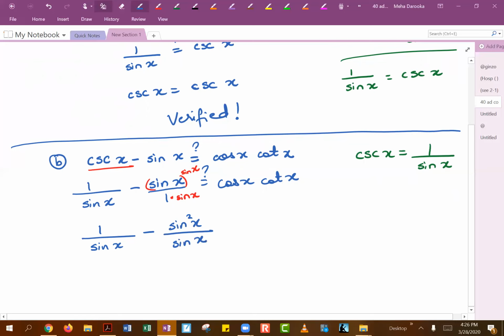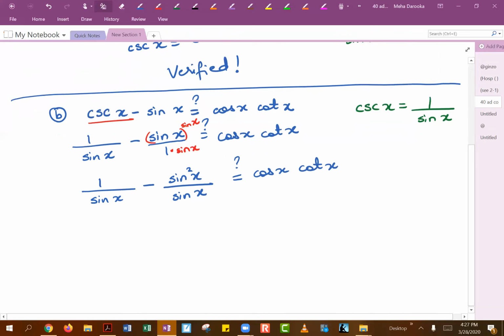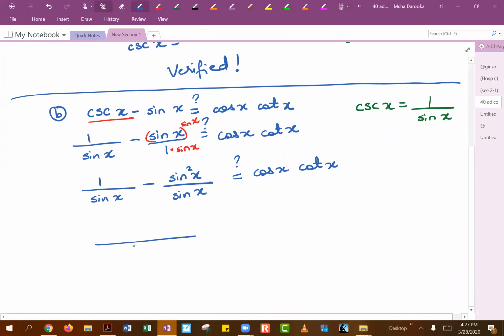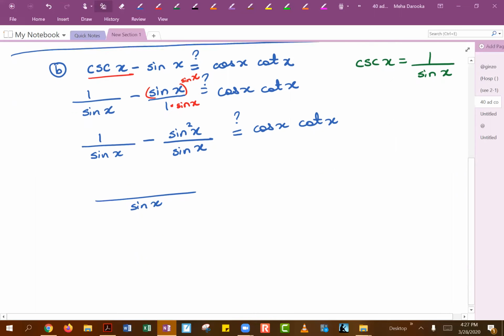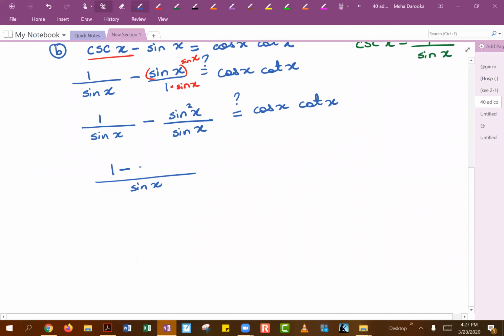Now, if you're wondering, why did I use sine of x to multiply my second fraction with? That's because my first fraction here has a denominator of sine of x. So it's actually coming from this denominator here that I am multiplying the second fraction by sine of x also. And again, we're trying to show if it will equal the right-hand side or not. So since both my denominators are now the same, I can write this over a common denominator. And you can have 1 minus sine squared of x, right? Just bring it all together.